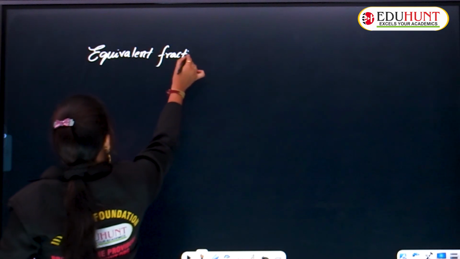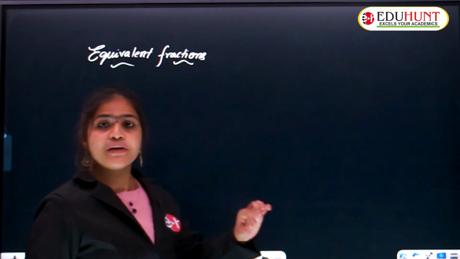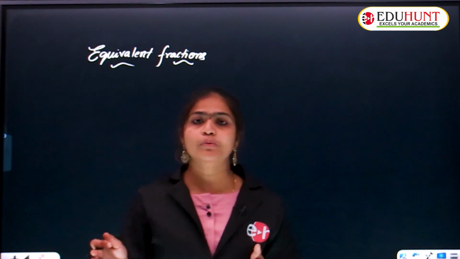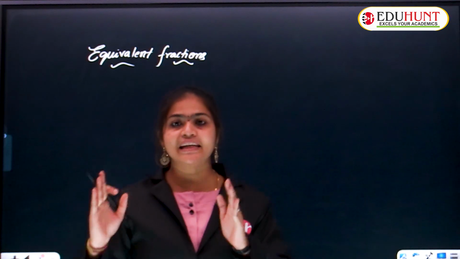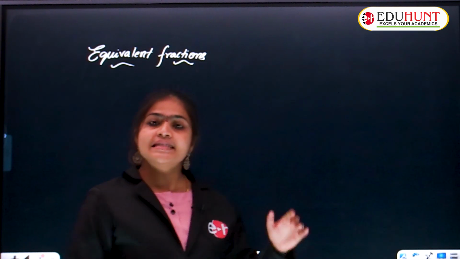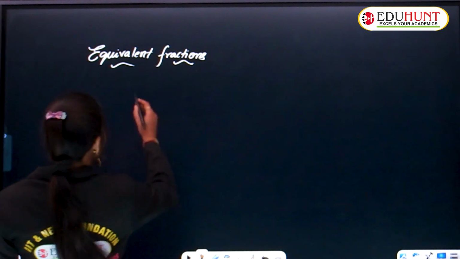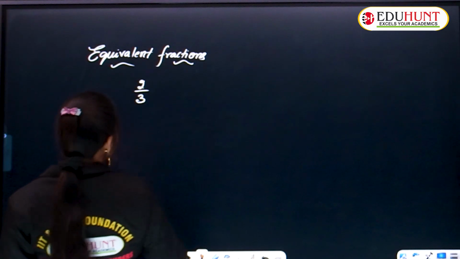Equivalent fractions means what? Okay, now here see that equivalent. In that name only there, exactly equal to that given fraction. After simplification, we will get that same fraction as the given fraction. Just like that, see here, for example, 2 by 3.